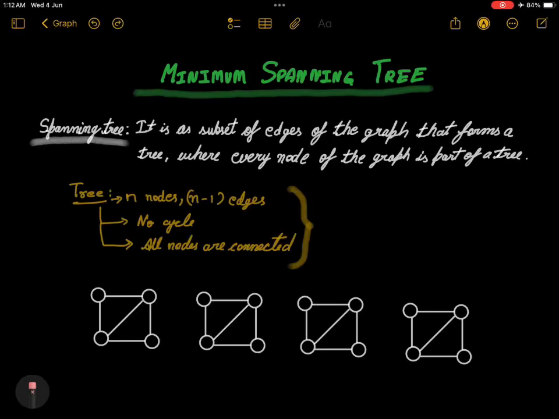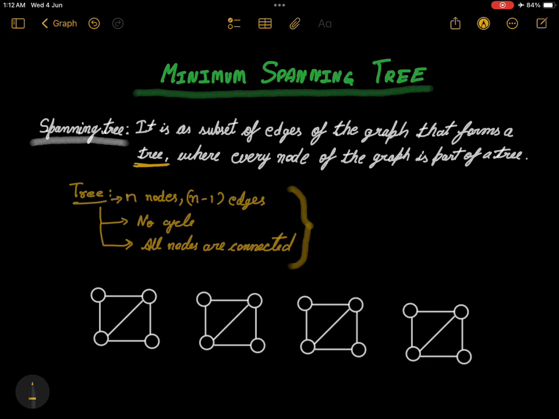Today we're gonna see minimum spanning tree, but first let's see what is a spanning tree. It is a subset of edges of a graph that forms a tree where every node of the graph is a part of the tree. I know you don't understand it, let's see. What's a tree? If it has n nodes, then it should have n minus 1 edges. And it should have no cycles and all nodes should be connected.